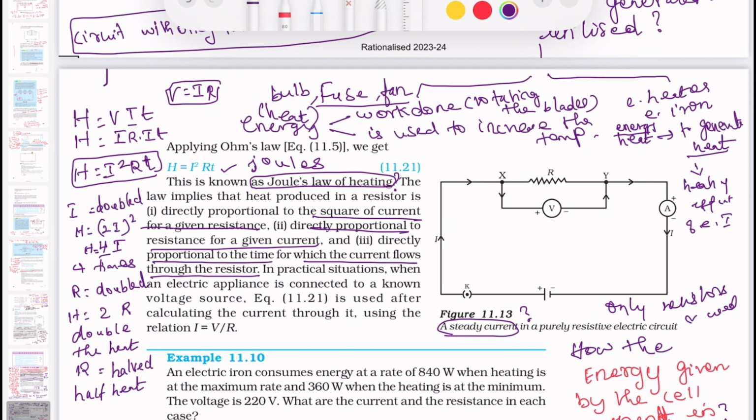Now if the time is doubled, so if T is doubled, we know that the heat is also doubled. This is the understanding when we increase the quantities. What happens if the components I, R, T are increased or decreased? Directly it will affect the heat, which is directly proportional to I square RT. The next would be the explanation of the application of the heating effect of current.